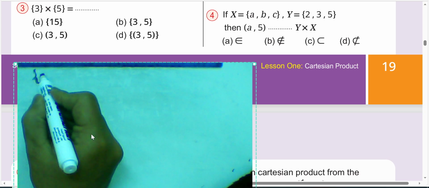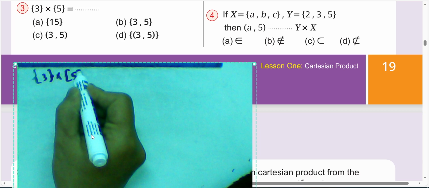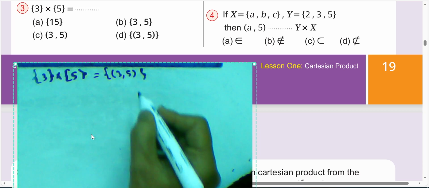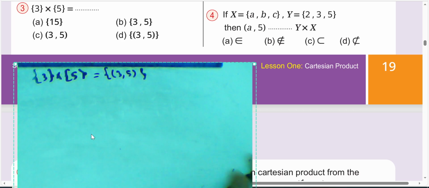The Cartesian product between {3} and {5} will be the set of (3, 5). Give me the ordered pair in brackets. Choose letter D. Okay.